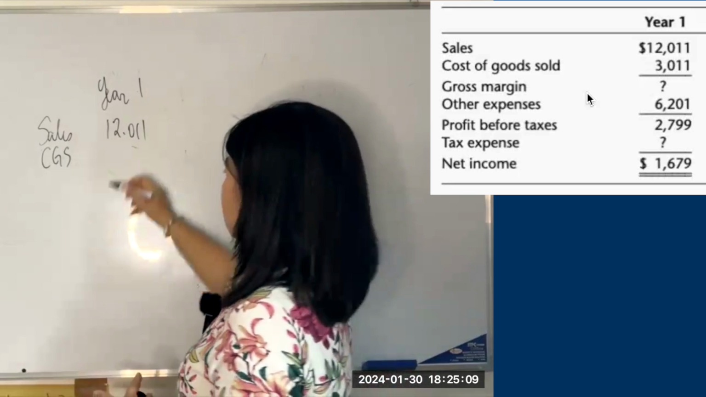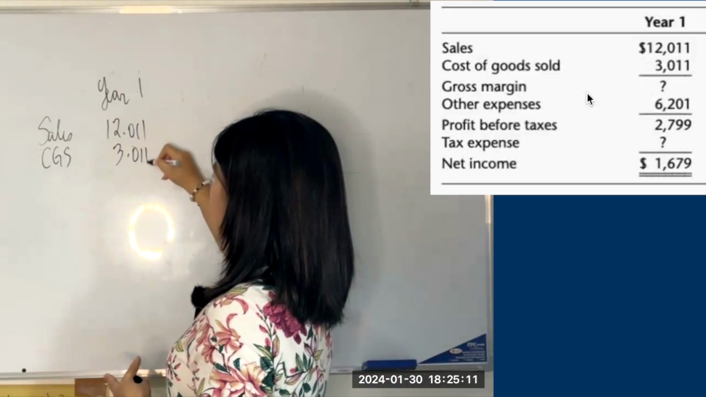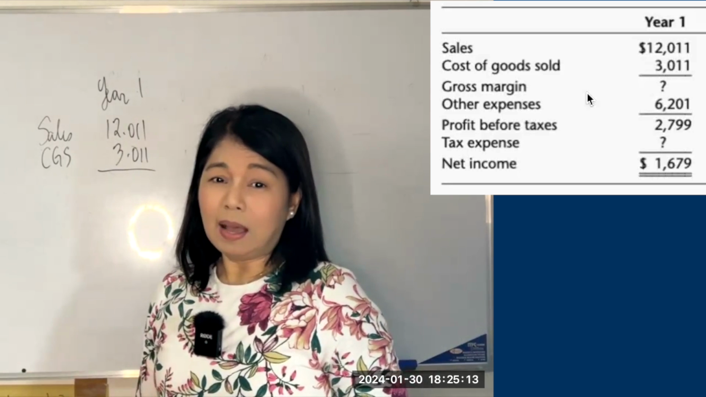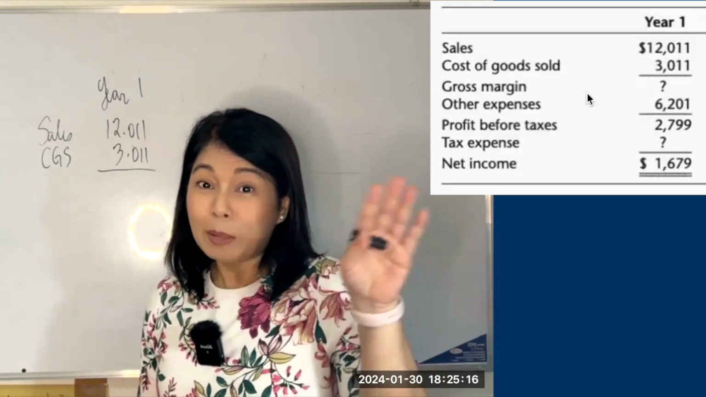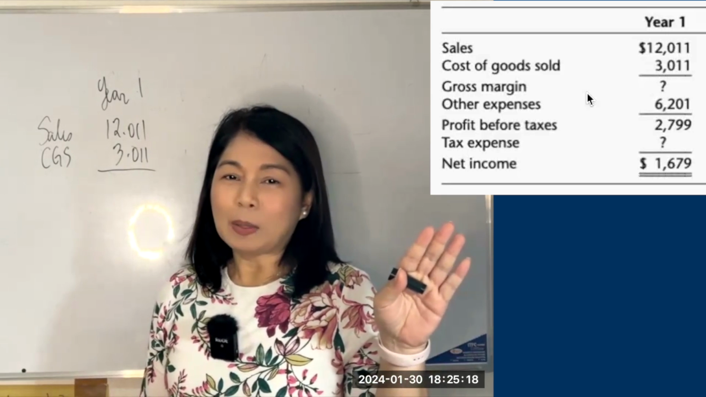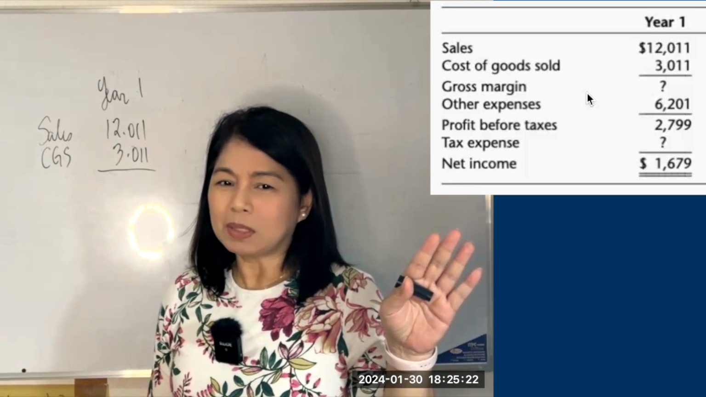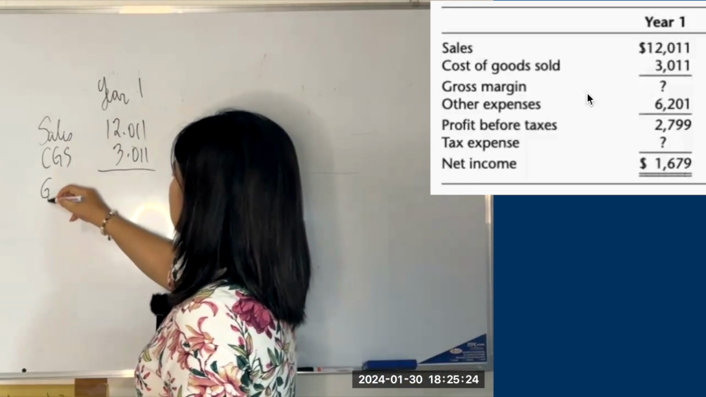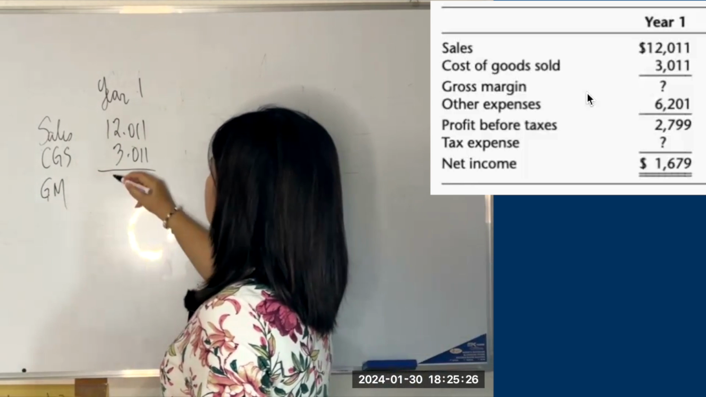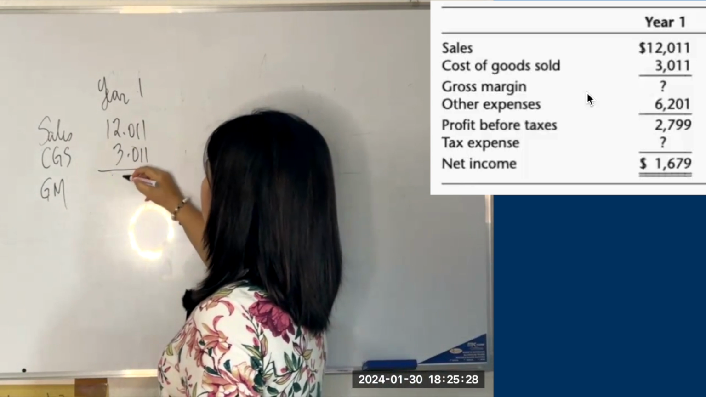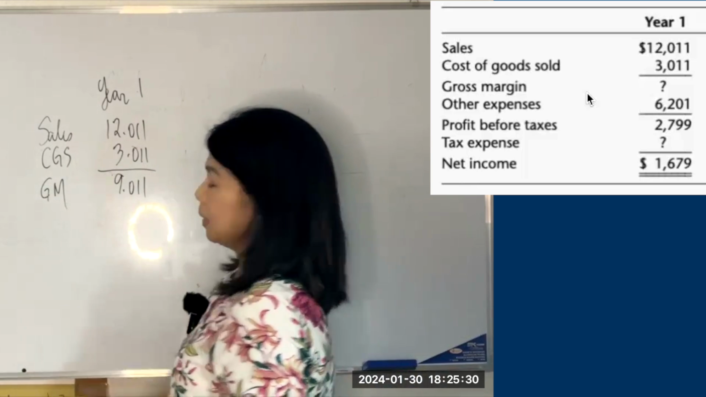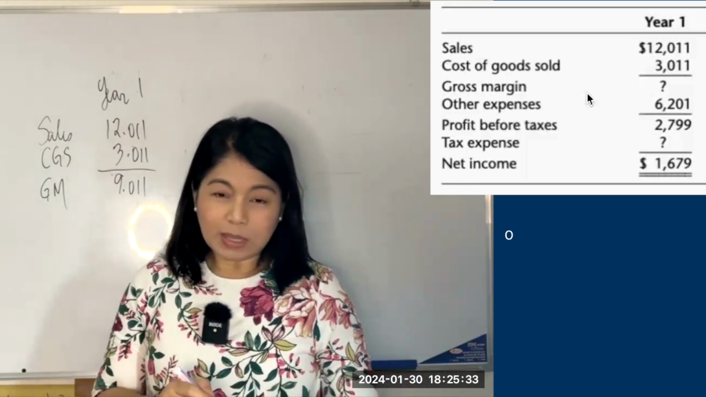The cost of that is 3,011. This is highly profitable. Meaning, I think this is like 70% gross margin. We will see. Gross margin is 9,000. Okay, so what is that percentage?